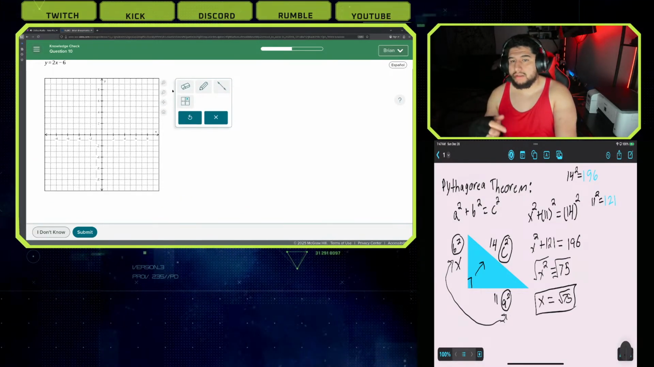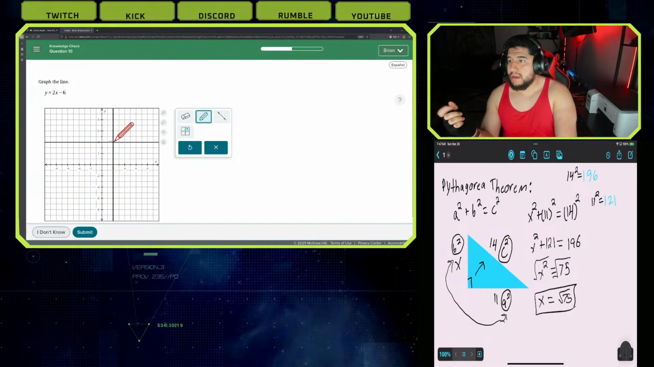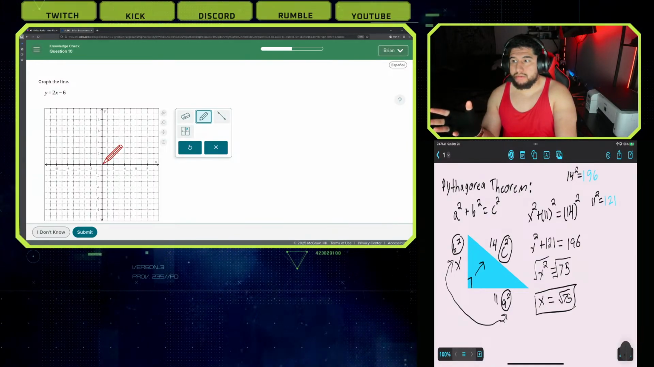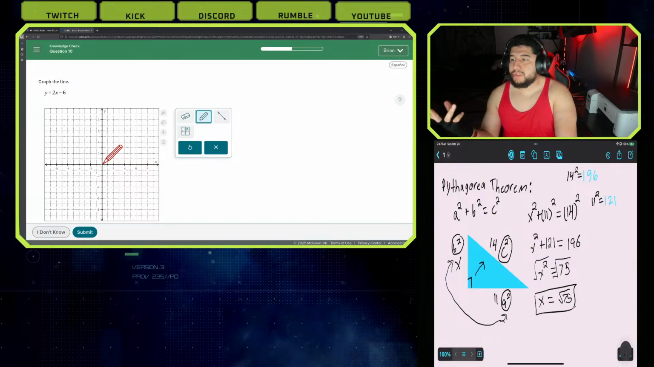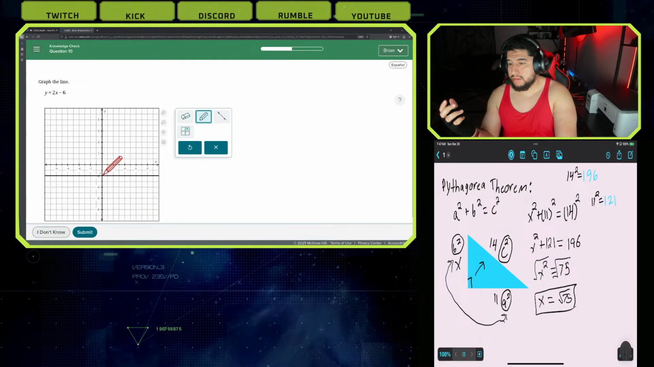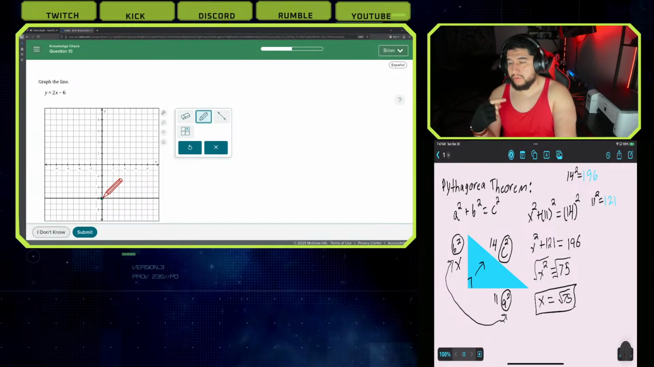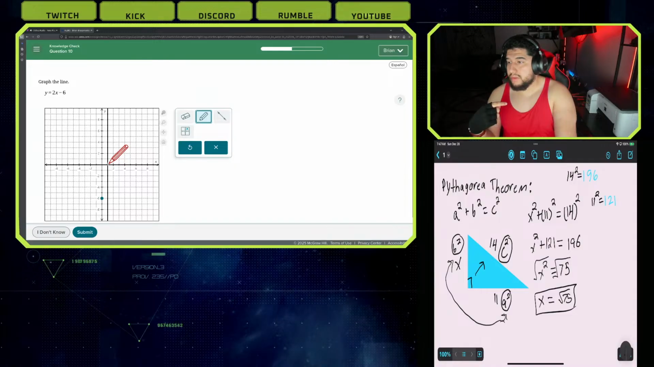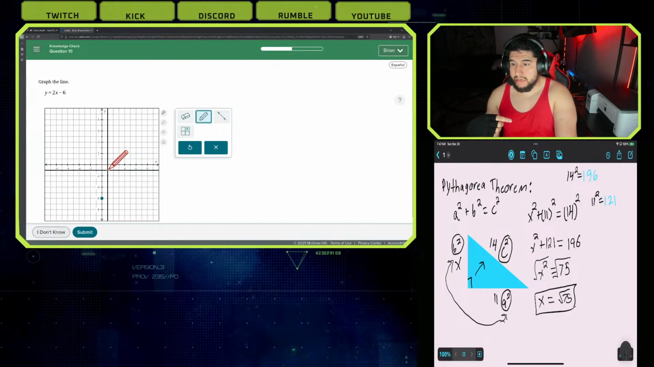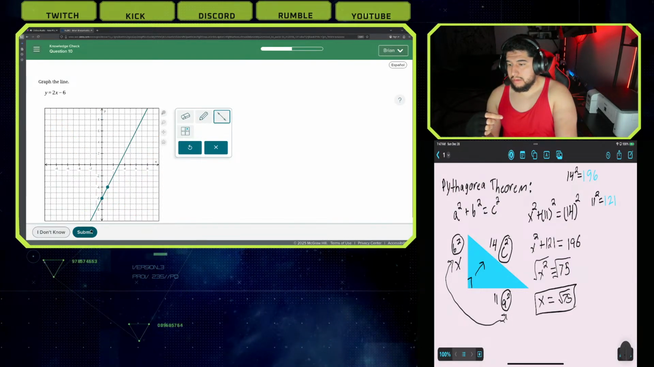Graph the line. Okay, we did that. So x equals 0 minus 6. Alright, so 0 is the x coordinate, right? So 0 times 2 is 0. Minus 6 is the y coordinate. So 0, negative 6 is the first point. Now let's choose 1 for the x coordinate. Now 1 times 2 is 2. 2 minus 6 is negative 4. And then we connect the line, submit.